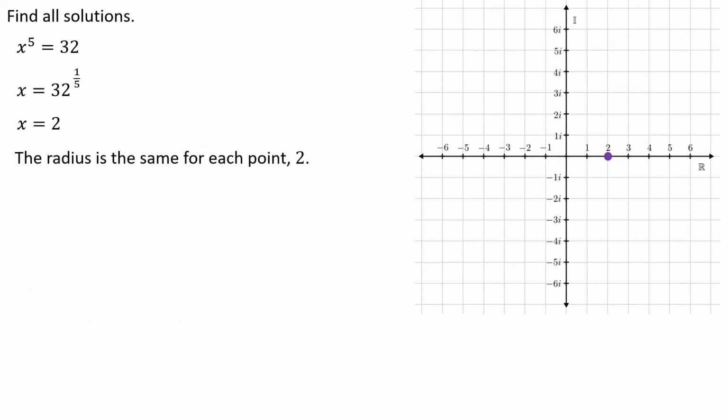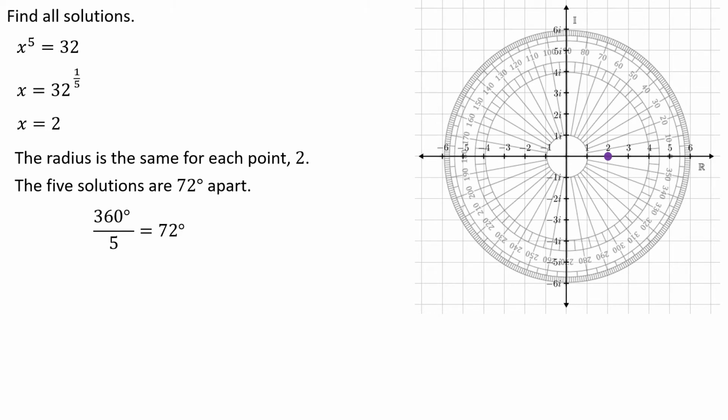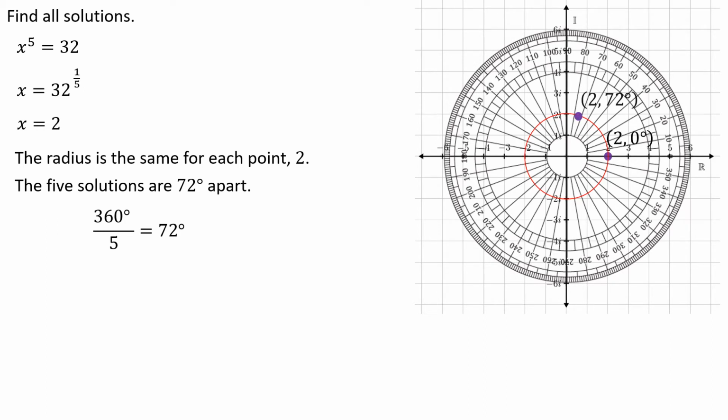Right? I know they are going to be on a circle. The radius is going to be 2. And they're going to be every 72 degrees. How do I know it's 72? 360 degrees divided by 5 is 72 degrees. So I know where my 5 solutions are going to be. They're all going to have a magnitude of 2.